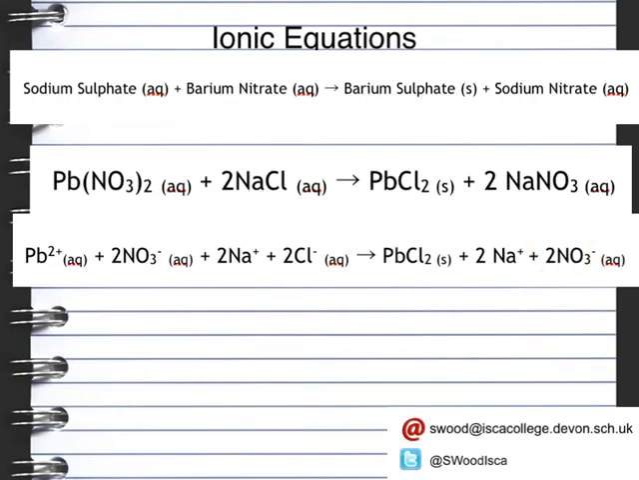If you notice here, the sodium is exactly the same on both sides, as is the nitrate ion. So what we can do is cross out the nitrate and the sodium on both sides. The reason we do this is because they are spectator ions and they have no involvement in the actual reaction. They stay as aqueous ions all the way through the reaction.